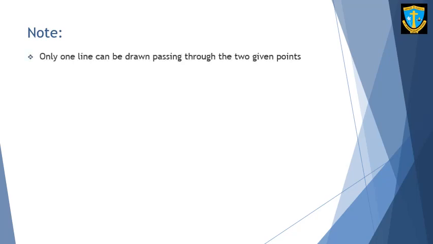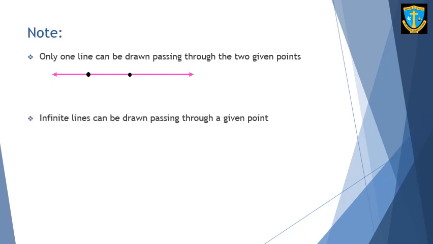Note, only one line can be drawn passing through 2 given points. An infinite number of lines can be drawn passing through a given point. Now, if this is a point, you can draw many lines through it. For example, we have the Ashoka Chakra, so there are many lines which are drawn.